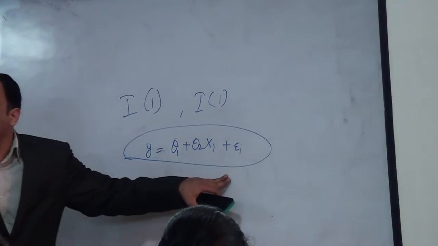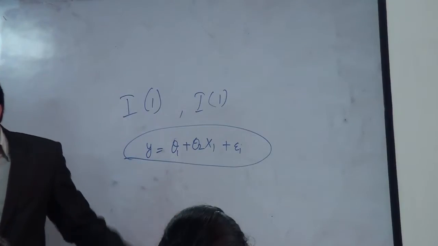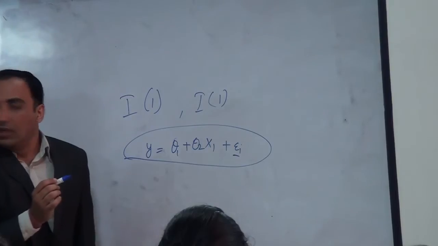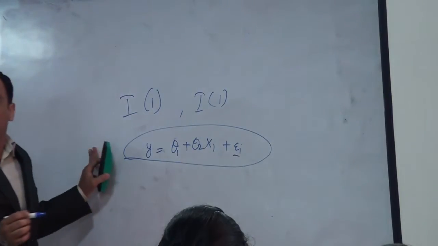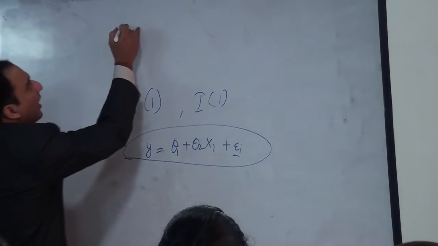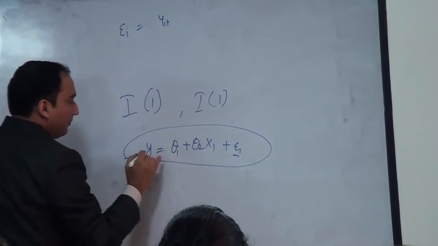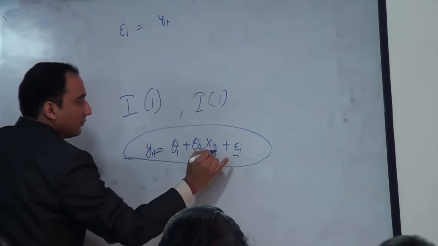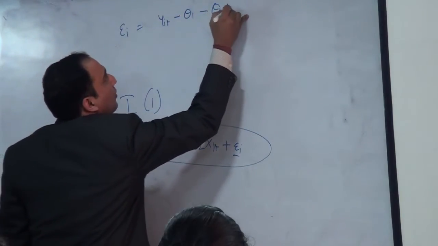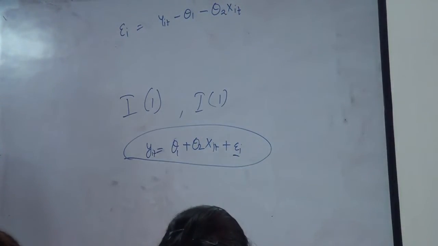But this is the equation. How can I find whether they are stationary or not? You can do a very simple thing. Keep epsilon on this side and take all other terms to that side. So epsilon will become y_t minus theta 1 minus theta 2 x_t. Right? Yes or no?